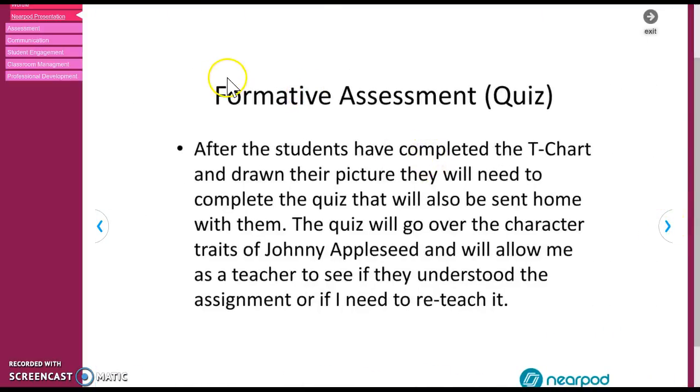And now for the formative assessment, I'll have a quiz. So after the students have completed the T-chart and drawn their picture, they'll need to complete the quiz that will also be sent home with them as part of the homework assignment. The quiz will go over the character traits of Johnny Appleseed and will allow me as a teacher to see if they understood the assignment or if I need to reteach it.